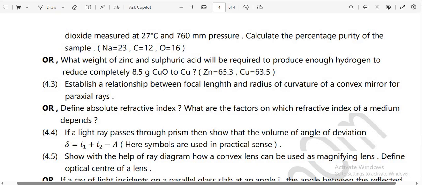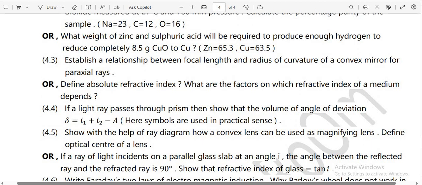4.4 If a light ray passes through a prism, then show that the angle of deviation delta is equal to i1 plus i2 minus A. Hence state the symbols used, practical uses.